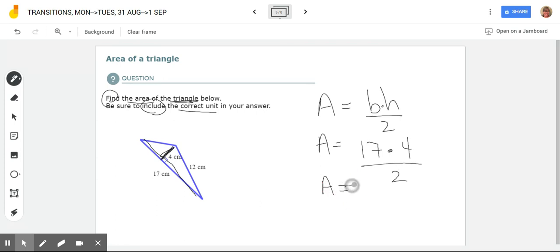Okay, and that's going to be 17 times 4, or you could also reduce it like this. It's going to be 34. You can multiply it and divide, that's fine. Don't forget your units, centimeters squared.